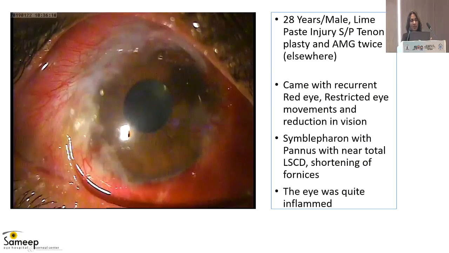This is a 28-year-old male who presented with lime paste injury. He had undergone tenonplasty and amniotic membrane twice elsewhere. Came with recurrent red eye, restricted eye movements. As you can see, the lid is attached to the cornea or the globe. Symblepharon with pannus with near total limbal stem cell deficiency, shortening of the fornices, and the eye was quite inflamed.